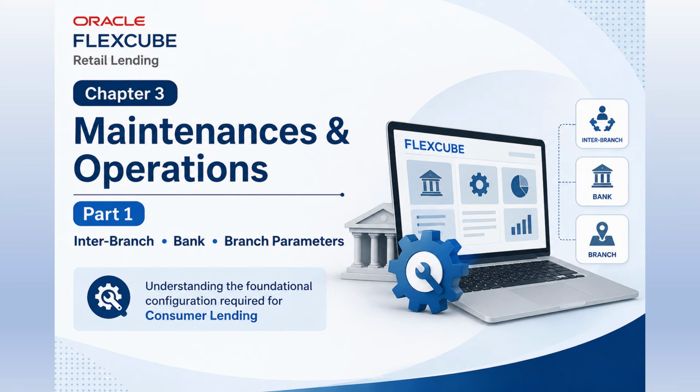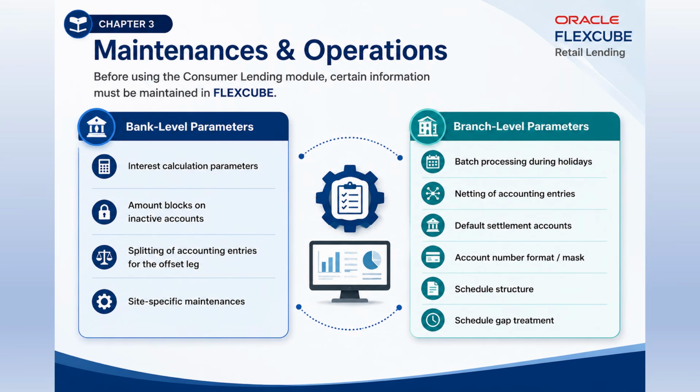In this video, we begin Chapter 3, Maintenances and Operations. Chapter 3 covers the configuration and maintenance required before using the Consumer Lending module. In Part 1, we will focus on the first three sections: Interbranch Account Maintenance, Lending Bank Parameters, and Consumer Lending Branch Parameters. Before we begin using the Consumer Lending module, certain information needs to be maintained in FLEXCUBE.